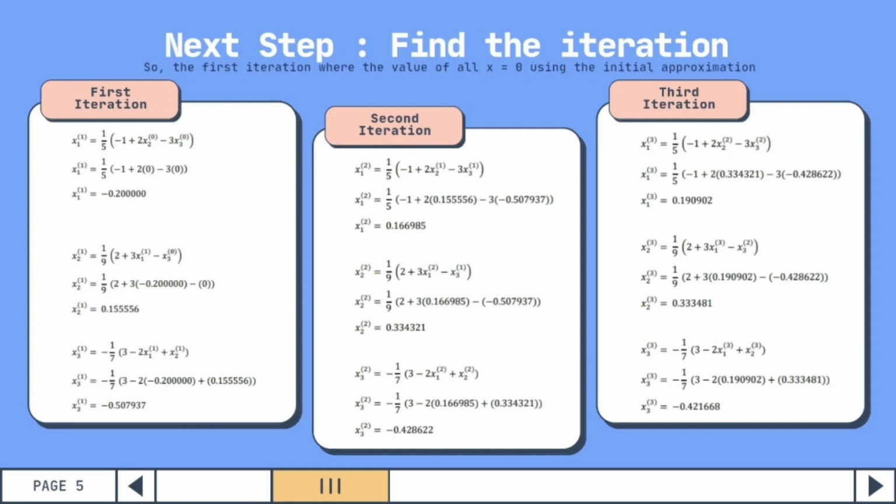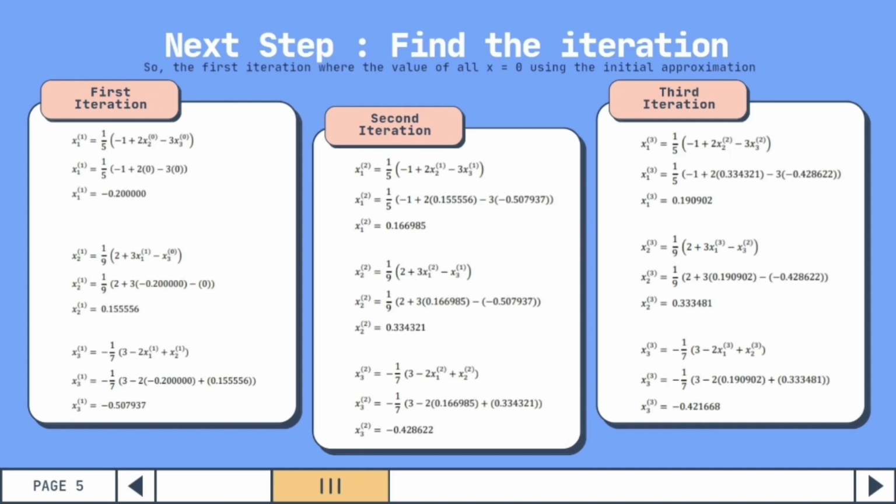We substitute the value of 0 into the first equation. After we substitute, we get 1/5 multiplied by (negative 1 plus 2(0) minus 3(0)). After we calculate, we get x1(1) equal to negative 0.2. We substitute this value into the next equation to find x2: x2(1) equal to 1/9 multiplied by (2 plus 3(negative 0.2) minus the initial value x3(0), which is 0).